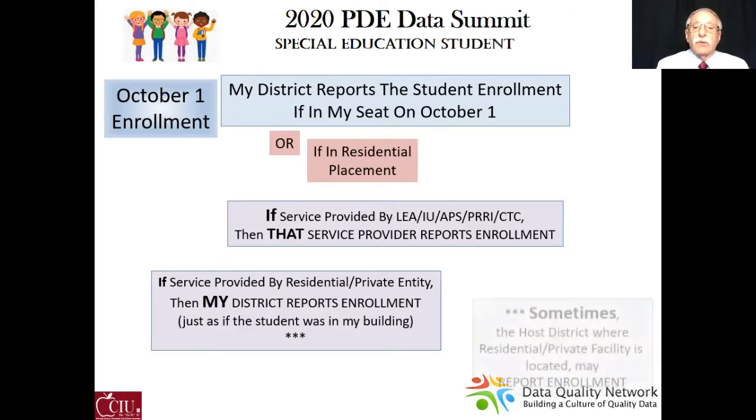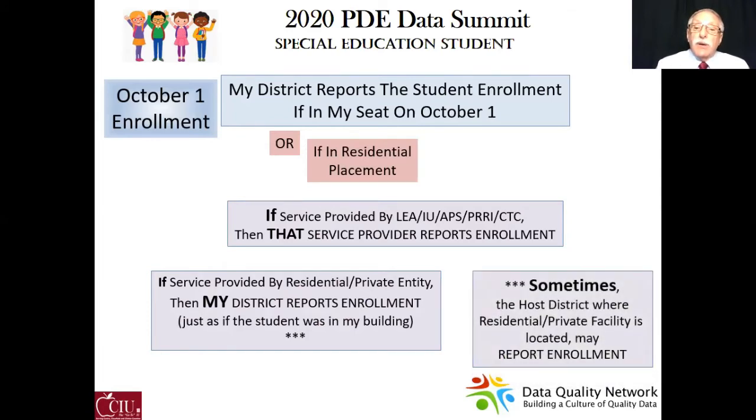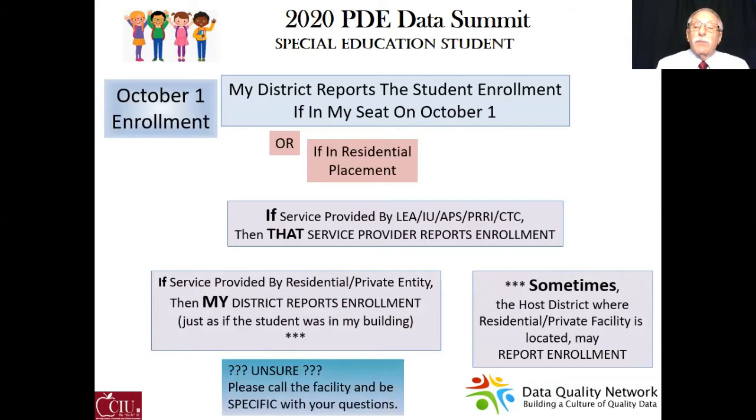And a little wrinkle there, of course. Sometimes there's an agreement between the home district, the resident district, and the host district. And sometimes in that situation, the host district where that facility is located may report the enrollment. But if you are unsure, pick up the phone, make a call, be specific with your questions.